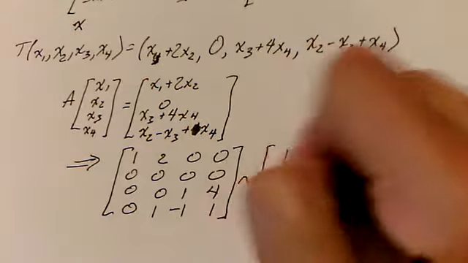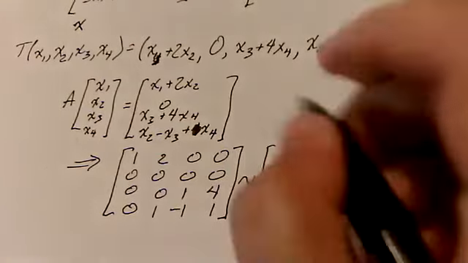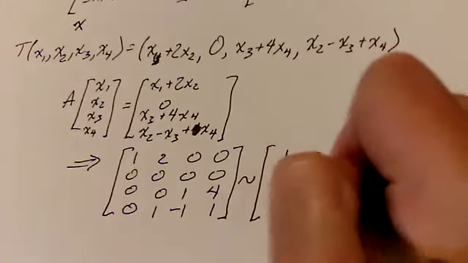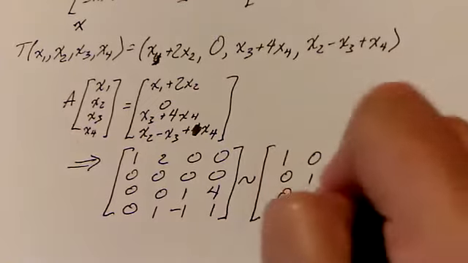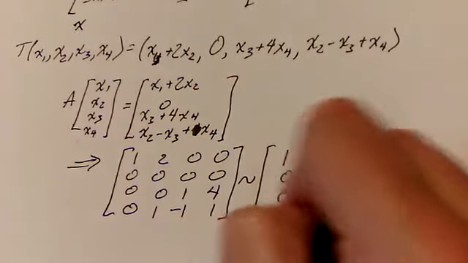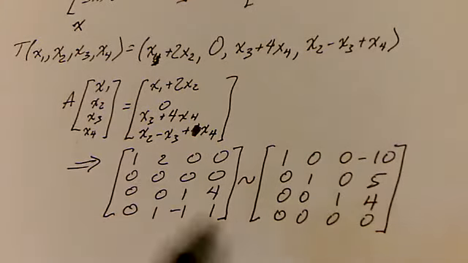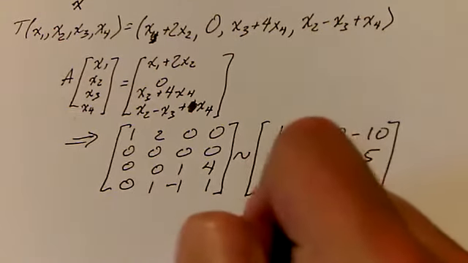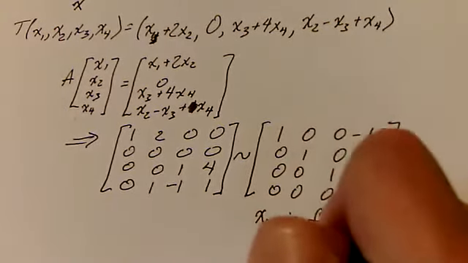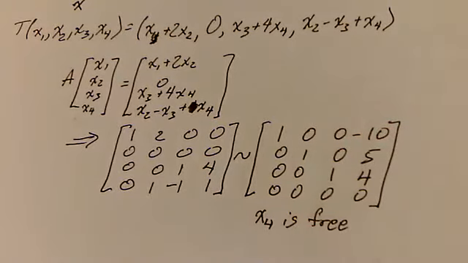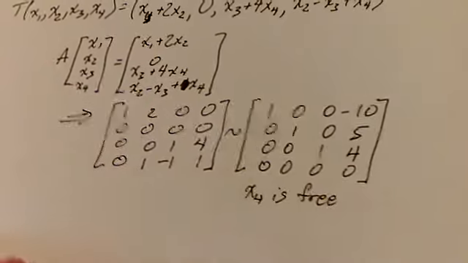When I row reduce that matrix, I get 1, 0, 0, negative 10, 0, 1, 0, 5, 0, 0, 1, 4. And then all zeros for the bottom row, which isn't surprising because we know an all zero row has to go to the bottom. That also tips us off there has to be a free variable. So notice x4 is free. So if x4 is free, you cannot be 1-to-1 because if you have a free variable, you know that means there are non-trivial solutions.